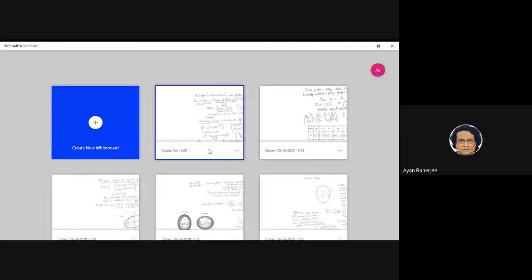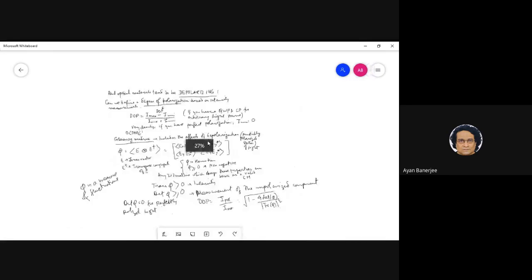Let me start sharing the window. So we will basically look at. Can you see my window? Yeah, can you see it? Yes, sir. Yes, sir. Yeah.